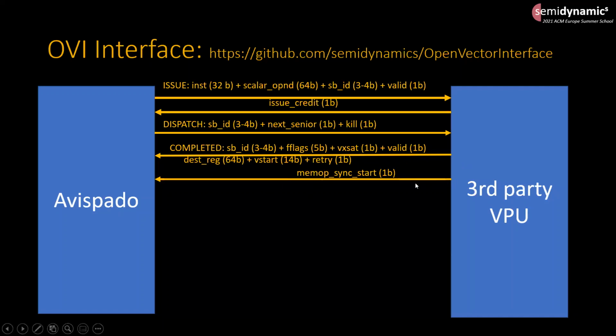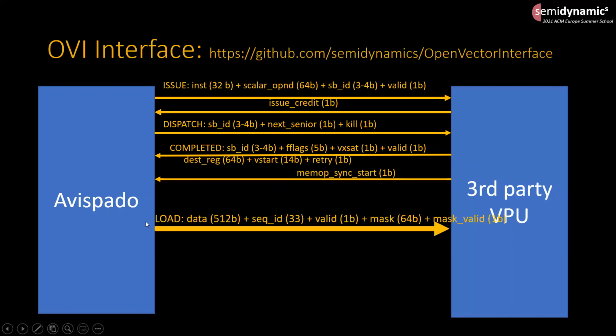And when we receive that, then the load data path is activated and we start shipping data to the VPU. We send data at 512 bits per clock. We give the VPU a sequence ID. The sequence ID tells the VPU, okay, of all the vectors that you requested, this is element 17, a valid bit, a mask, and a mask valid. So the masking is another story.